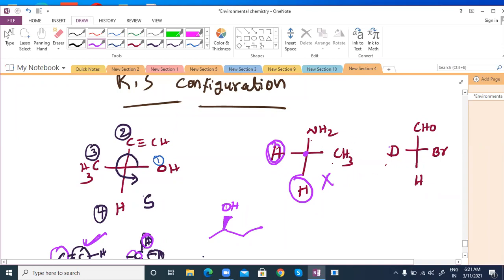But this is deuterium. D means deuterium. You know its mass number. Whenever the atomic number is the same, then you have to give priority by mass number. If the atomic number is the same, then give priority to mass number. Then look at the mass number.